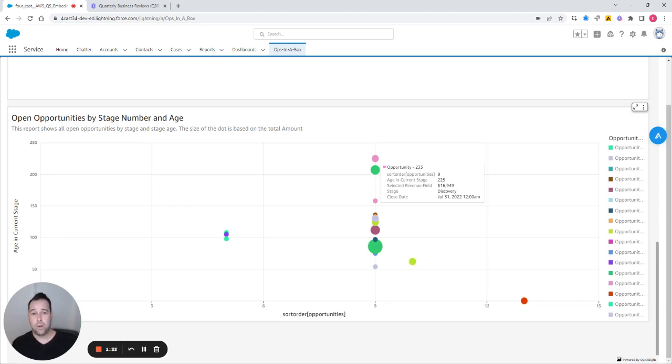Why is this going to go from discovery to close this quarter when it's already been sitting in discovery for over 225 days? This is a great way to really make sure the right deals are sitting in the right quarter. We've cleaned up all the things that shouldn't be here, and we're really honed in and focused on deals that have the best chance of closing.